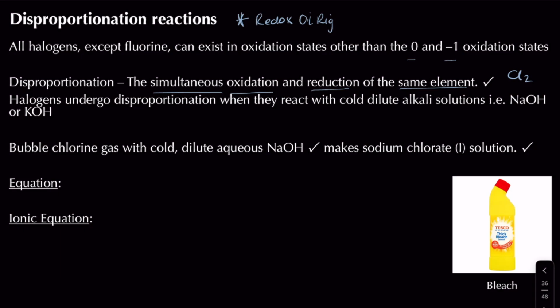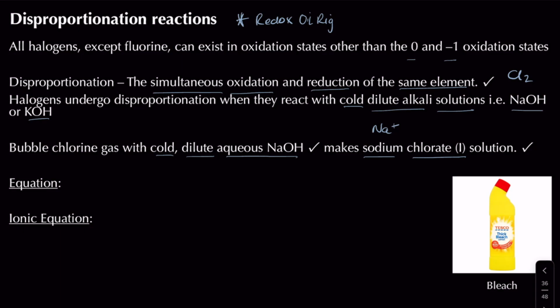Now halogens undergo these disproportionation reactions when we react them with cold dilute alkali solutions like sodium hydroxide or potassium hydroxide. And in the example that I've shown you here with chlorine, we can bubble chlorine gas through a solution of cold dilute aqueous sodium hydroxide to make bleach. In other words, to make sodium chlorate solution itself. Now if you were to look at sodium chlorate, you need to think, what's the formula of that going to be, because you need to be able to write balanced equations for these.